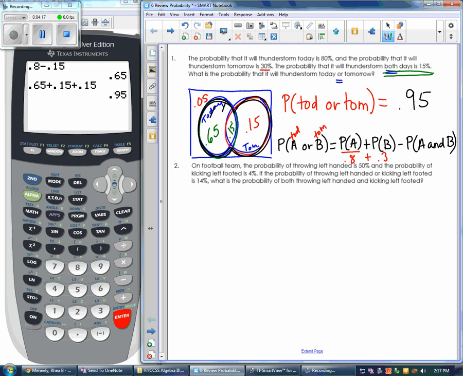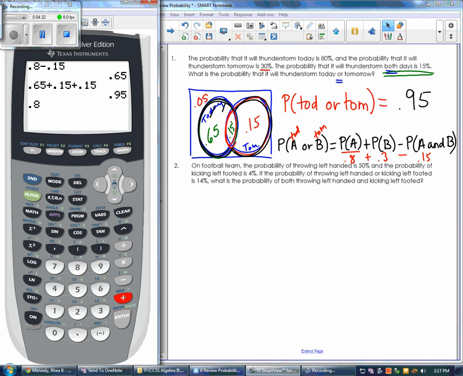When I add the two probabilities, I'm adding the overlap twice. So I have to subtract it away, which means I subtract the probability of both days, which is 15. If you compute this expression, 0.8 plus 0.3 minus 0.15, you'll notice you get the same answer.